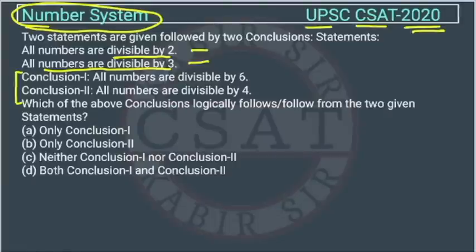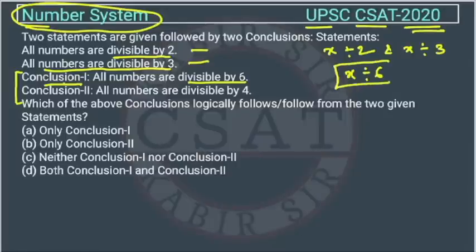So the first conclusion: all numbers are divisible by 6. We know that if a number x is divisible by 2 and it is also divisible by 3, then it will be divisible by 6. We know this thing through the divisibility rule, right? So this first conclusion is correct.